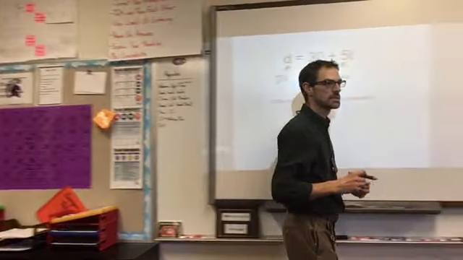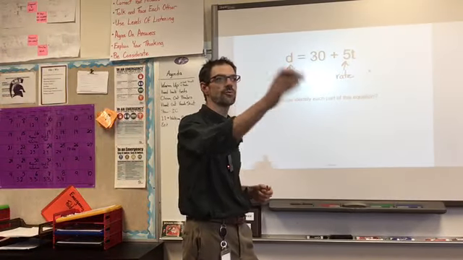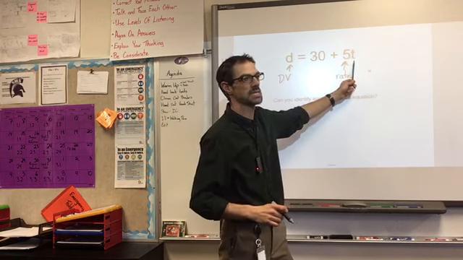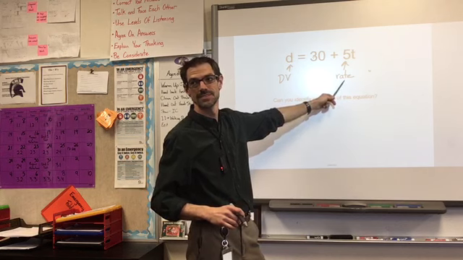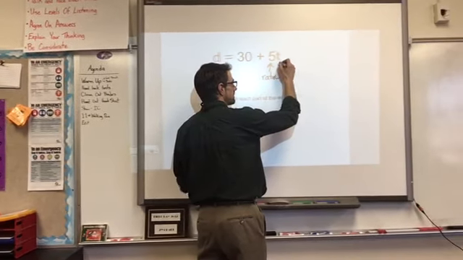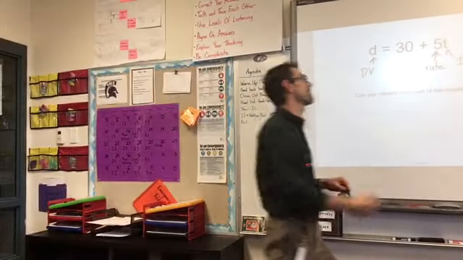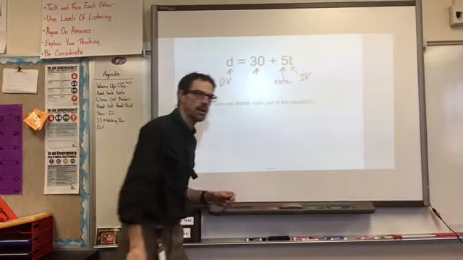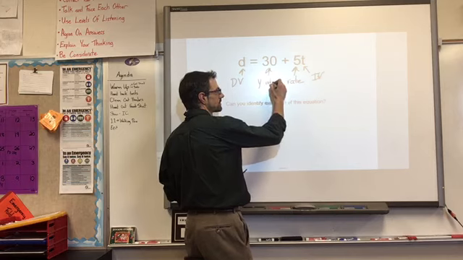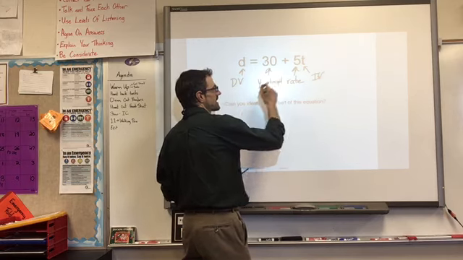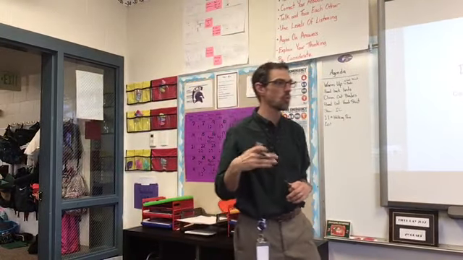What's the T? Stevie, what's the T? It is time. What's another word for the time in this case? Unit. That's the unit rate. Independent variable. This is my independent variable. And then this, the 30, we talked a little bit about yesterday. This is called my y-intercept. My y-intercept is where my graph crosses the y.